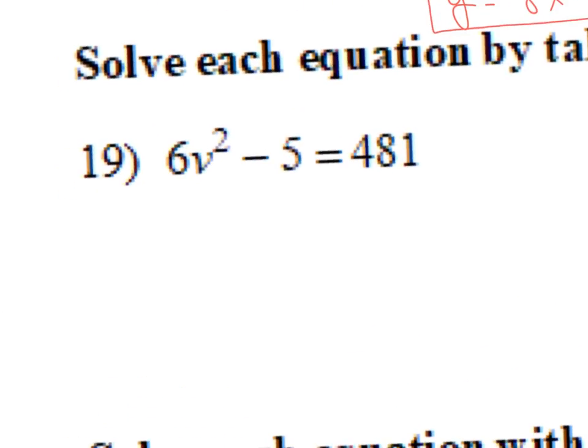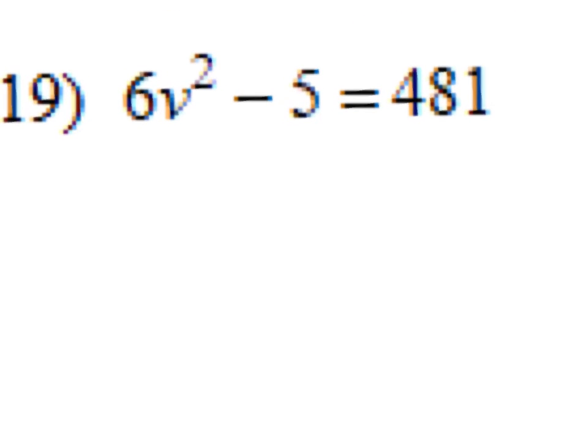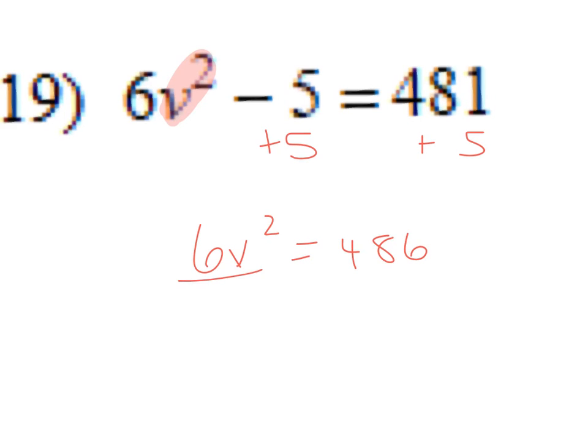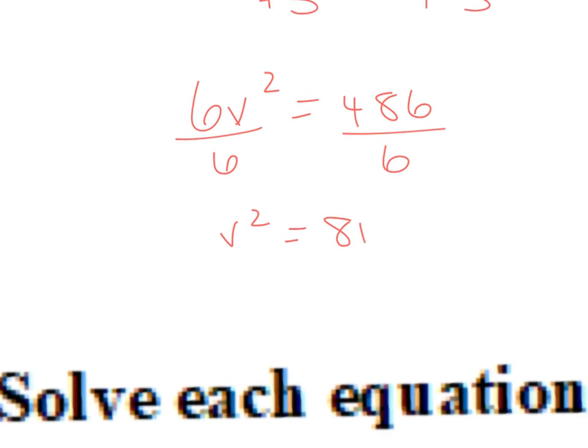All right, so solve by taking the square root of each side. So I'm going to start by isolating my variable, right? Isolate your variable by adding the 5 first. So I'm going to add the 5 over and get 6v squared equals 486. Then I'm going to go ahead and divide by 6 and get v squared equals 81.